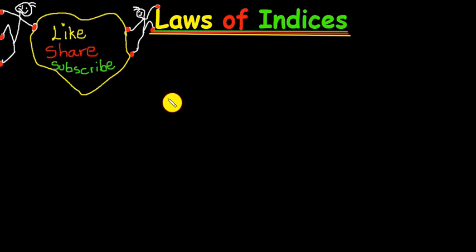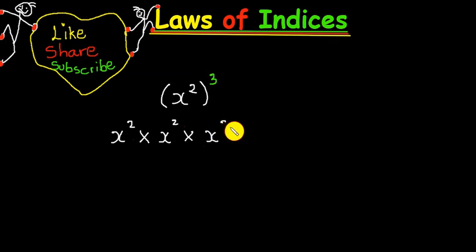The next rule is what we call the power of a power rule. Now, if I have x to the second power, and then we have a power outside of the brackets, 3. What does this mean? Now, x to the second power means x multiplied by itself. x to the second power raised to a power 3 simply means x to the second power multiplied by x to the second power multiplied by x to the second power.